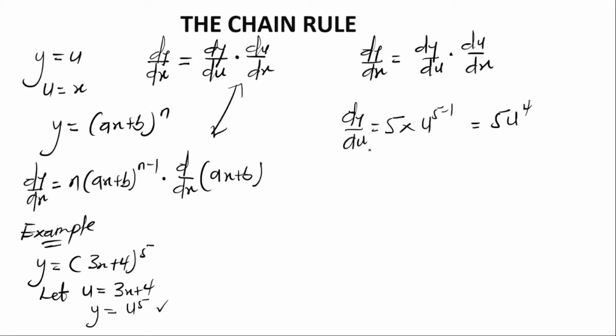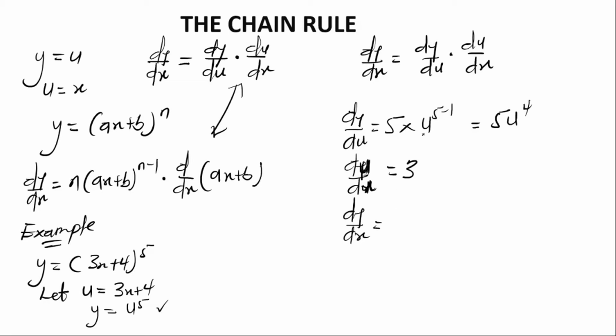Now that we have dy over du, we need to differentiate the first equation that we have over here, that is du over dx. So du over dx is equal to 3x plus 4. If we differentiate 3x, we get 3. And if we differentiate 4, we get 0, so it is still 3.